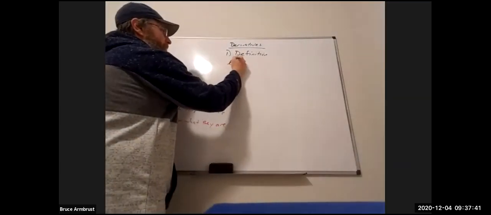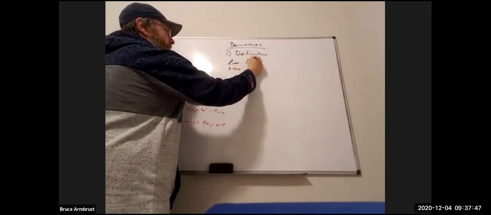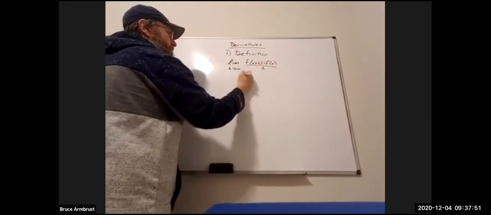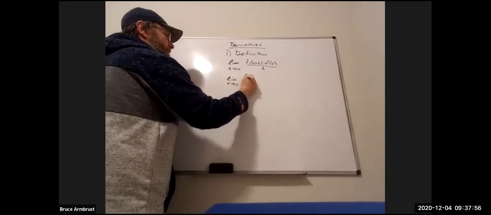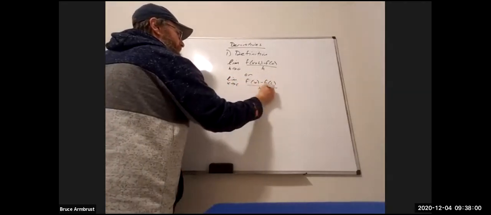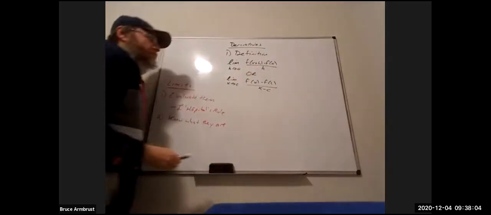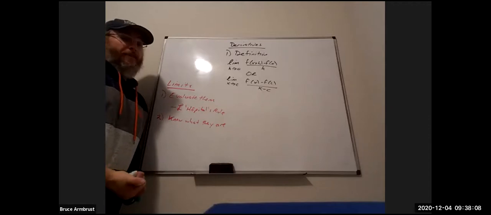The first one was the limit as h goes to 0 of f of x plus h minus f of x over h. And the other was the limit as x goes to c of f of x minus f of c over x minus c.